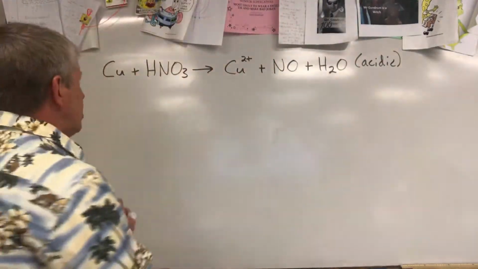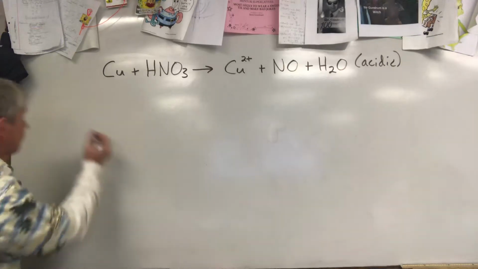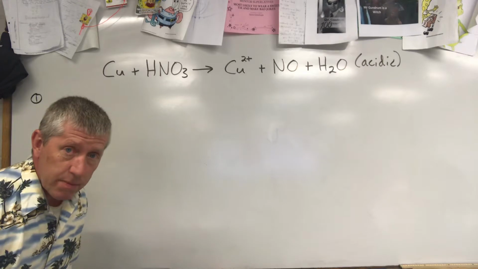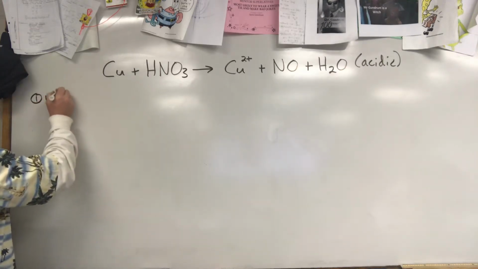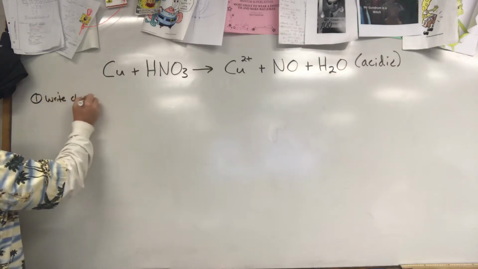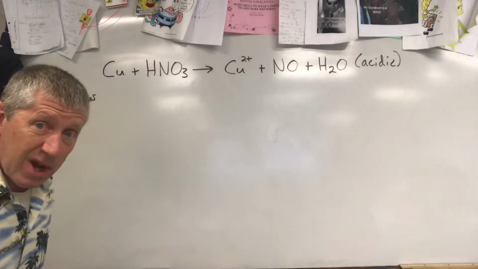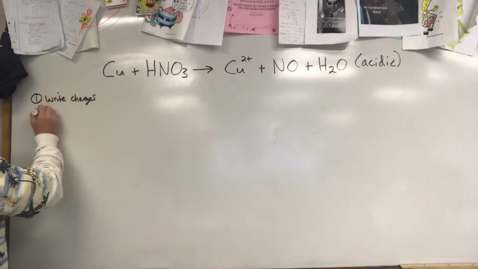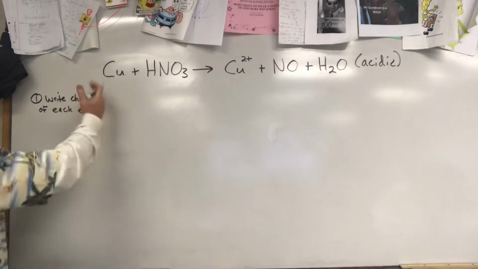So the first thing I do, number 1: write the charges of the elements on each side. Now I'm going to have to write this small, so you may not be able to read it, but I'll say it one more time. Write the charges of each element on each side of the reaction.